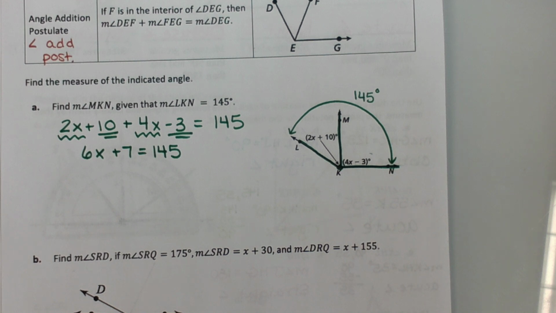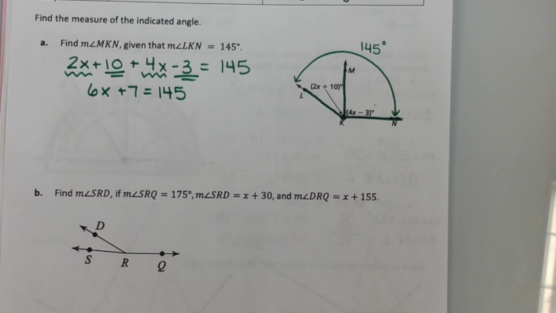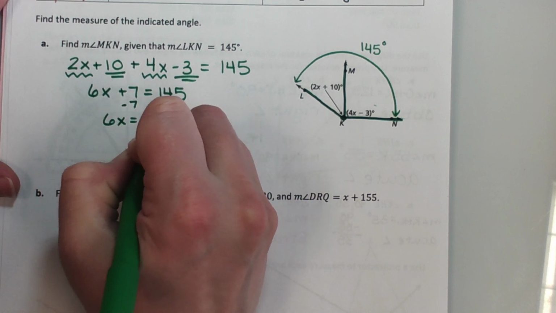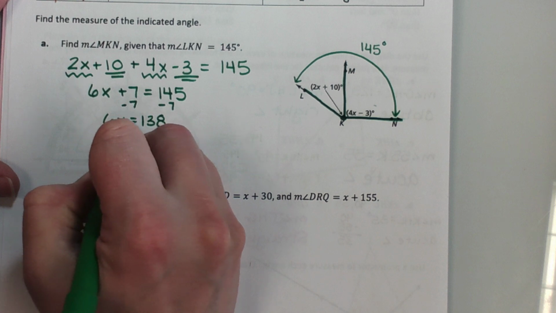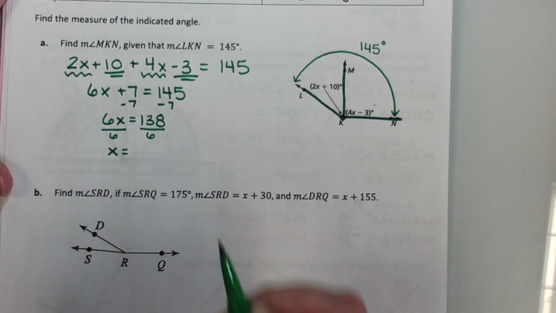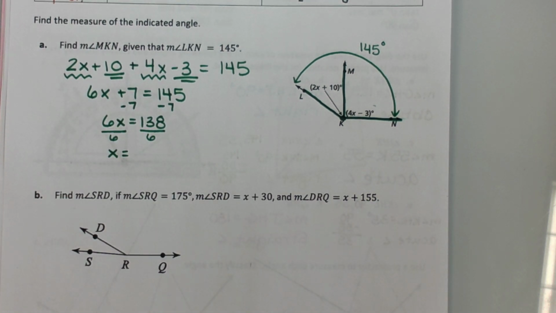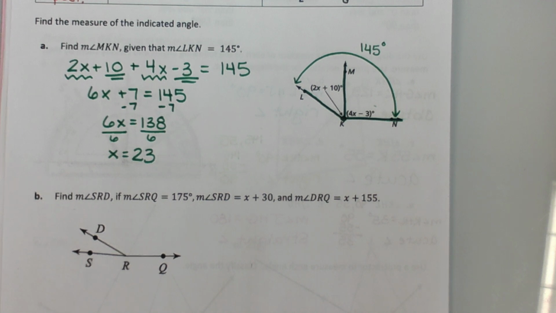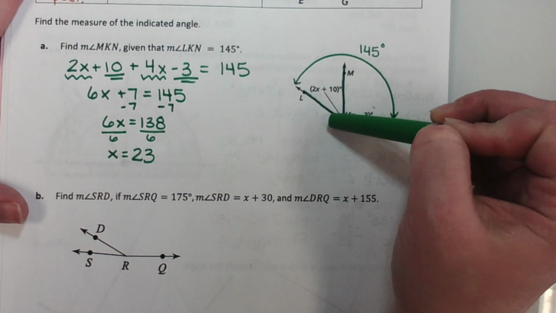Do I move the 6 or the 7 next? The 7. Do I add or subtract or multiply or divide? Subtract. 6x equals 138. Then we divide by 6. 23? Is that what we were looking to solve? Since that's not what we were looking to solve, we're not done. I have to plug it back in. Do I plug it into the 2x plus 10 or the 4x minus 3? 4x minus 3, because I wanted the measure of angle MKN, and we talked earlier that it's this one.